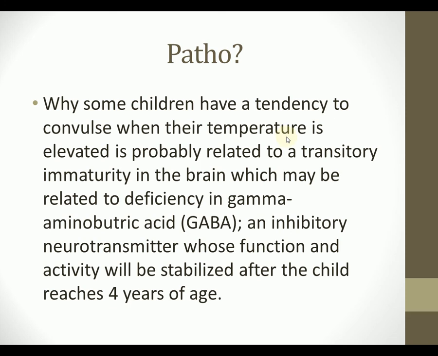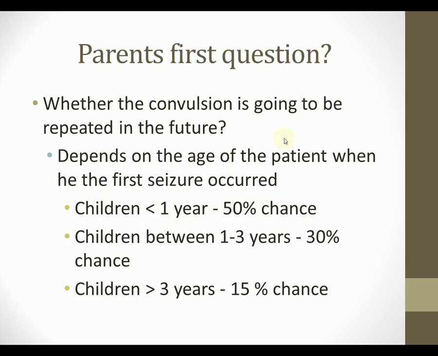One of the parents' first questions may be, is my child going to convulse again? Well, the answer is it depends. And it depends on the age of the child. If it's a child less than 1, they actually have a 50% chance of it reoccurring. If they're between 1 and 3, a 30%, and over 3, 15%. So you can see that it decreases with age.